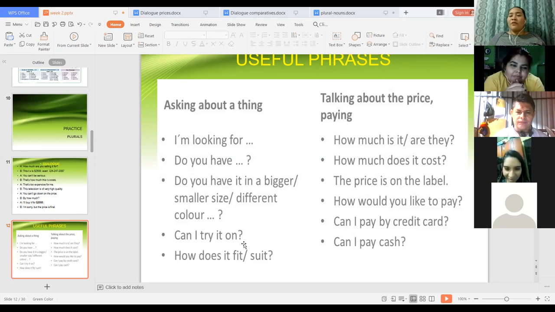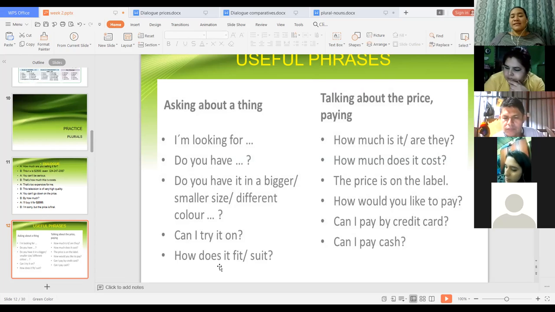So if you want to check if something fits on you, right? Or it suits you, so you need to try it on. Si usted quiere ver si algo le queda bien o está bien de la talla, usted necesita probárselo. How does it fit or how does it suit, right?